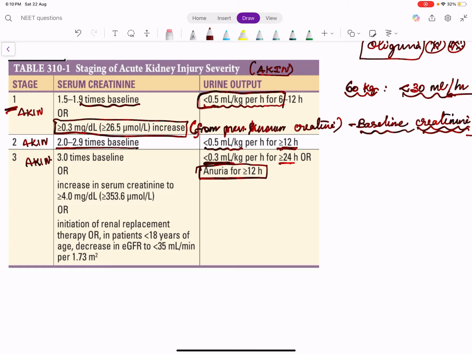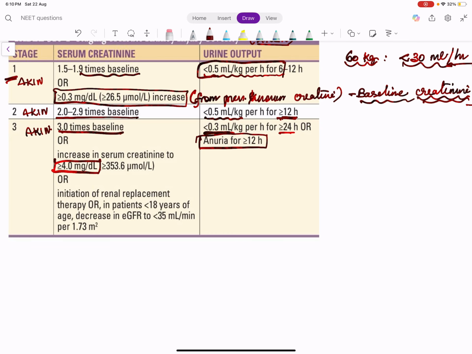Here the creatinine will be more than 3 times the baseline, or the absolute creatinine value will be more than 4 milligrams per deciliter. Or the patient is so sick that he is started on renal replacement therapy. Remember, renal replacement therapy is either hemodialysis, peritoneal dialysis, or transplant. In acute kidney injury, we don't do transplant, we usually do hemodialysis or peritoneal dialysis. Transplant is reserved for chronic kidney disease, with few indications. We have two types of renal transplant: living donor renal transplant and dead donor renal transplant.